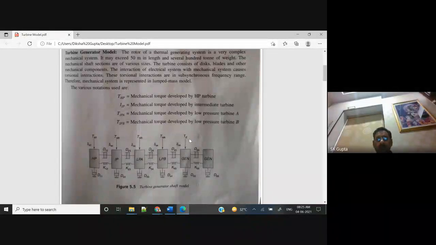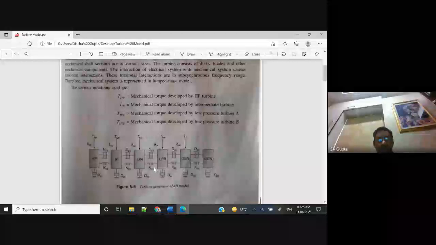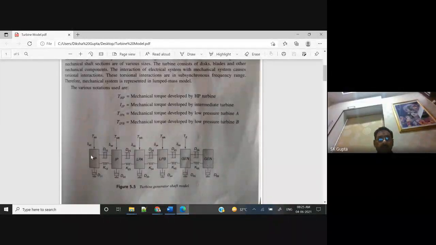This generator, through the stator, is giving the electrical power output, so there is an equivalent electrical torque. This is represented by Te. Because of this, Tm1, Tm2, each will have a different torque, so there will be relative motion, relative oscillation between the two. Let us write the equation for this.